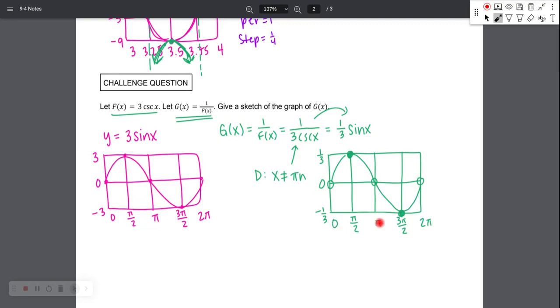But because 0 and pi and 2 pi are not in the domain of cosecant, we wouldn't have been able to reciprocate those points in order to turn it into a sine graph. So this would be our answer to the question. It's kind of a challenge because we end up having some holes in the graph. That's definitely not something that you need to worry about for the test or anything in here. It's just kind of a random difficult question in my opinion.